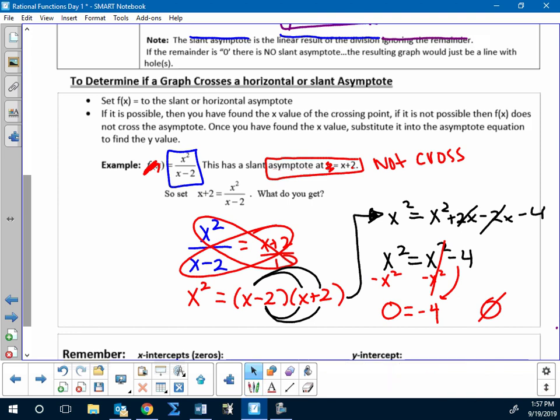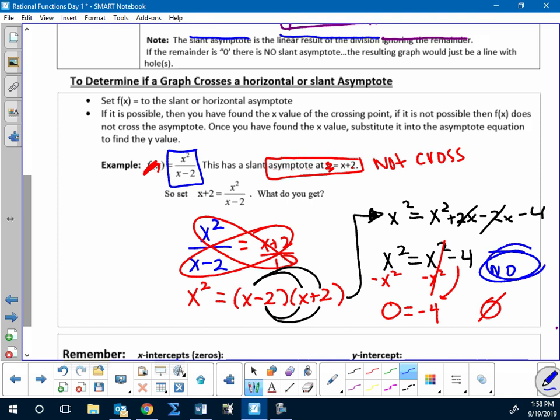So the answer to the question, does it cross, is no, which I told you 95% of the time it will be. So if you want to avoid all of this terrible work, for when it says, does it cross, you can always write no, and 95% of the time you will be correct.